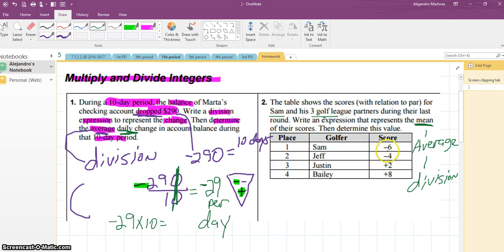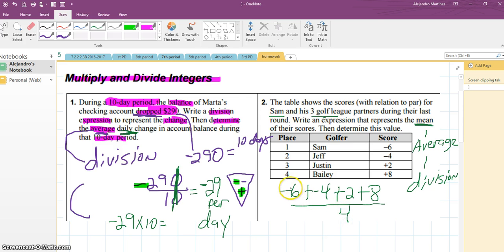So let's first add them all together, because when we do an average, we add them and then we divide. So let's look there. Negative 6 plus negative 4 plus 2 plus 8. And then you're going to divide by, ¿cuánto sale? 1, 2, 3, 4, ¿verdad? So we divide by 4.